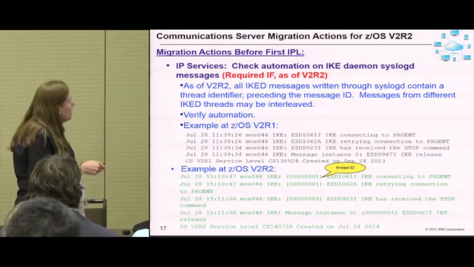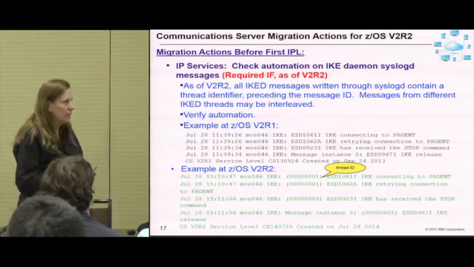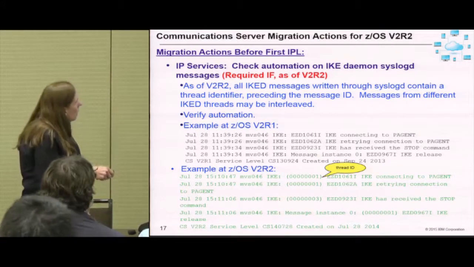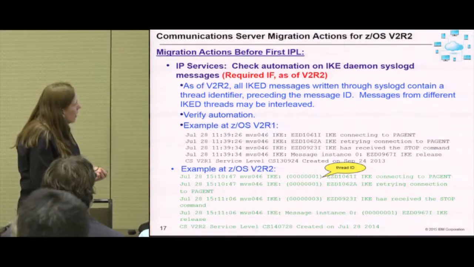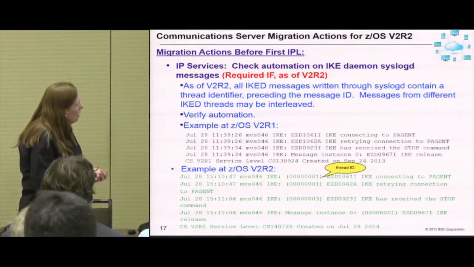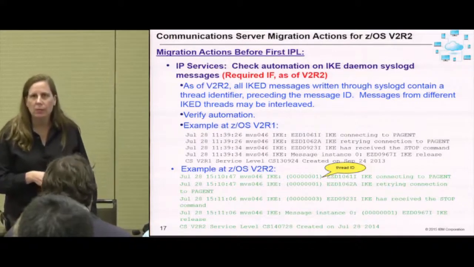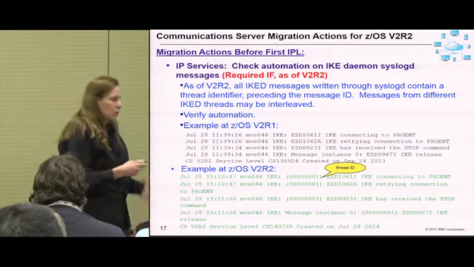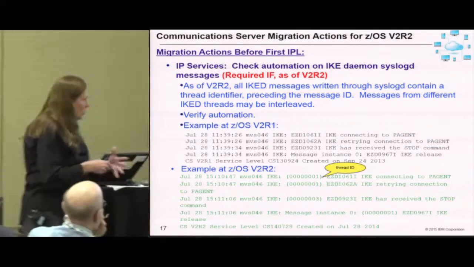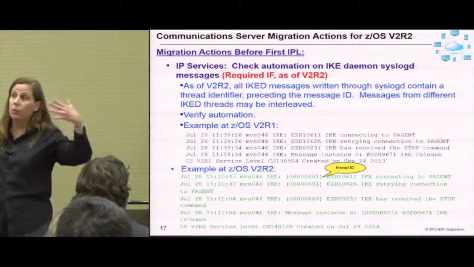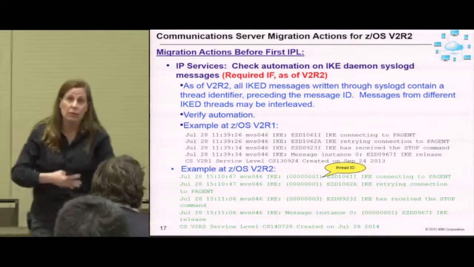So we have IKE, the Internet Key Exchange daemon. The syslog messages are going to look different now. Previously, they looked like these in black, and what we're going to do now, new in 2.2, is insert a thread ID before the message ID. And this is where your automation may have more problems, in that the threads can now be interleaved together.